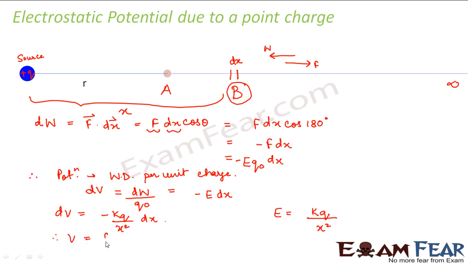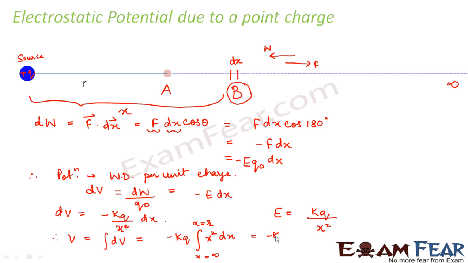Therefore, V will be integration of dV. So that is equal to minus KQ integration of dx by X square. Now, we have to integrate it from which limit to which limit? The value of X should vary from, this object is being taken from infinity to point A. So that means the initial point is infinity and the final point is A. So your X is varying from infinity, when distance is infinity, to the point A. So what is this point A? What is the value of X at point A? X is nothing but R, right? So it is from infinity to R.